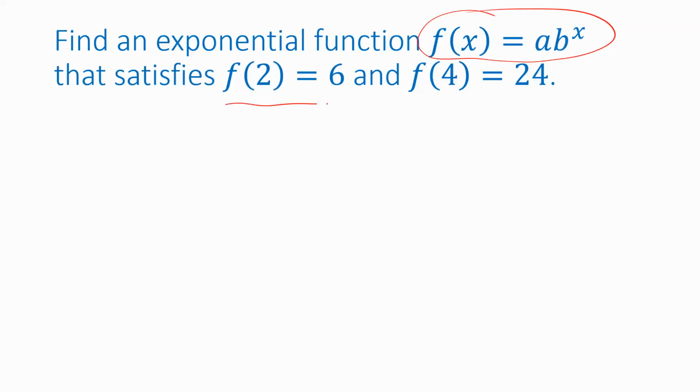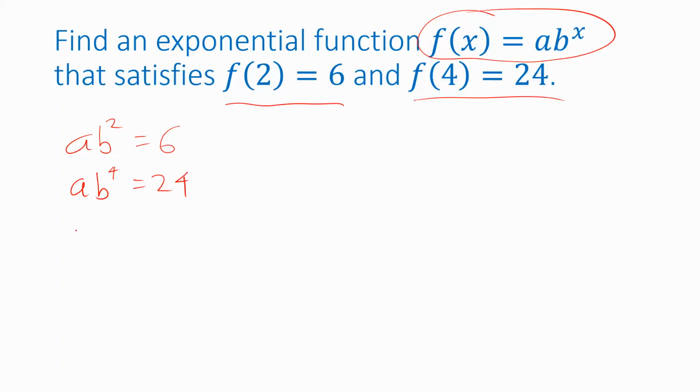If I plug in a 2, I should get out 6, and if I plug in 4, I should get out 24. So let's write down what those two conditions are saying in terms of this form, a times b to the x. So first of all, when I plug in a 2, that would give me a times b squared. And when I do that, I want the output to be 6. And then if I plug in a 4 for x, that gives me a times b to the 4th, and the output of that should be 24.